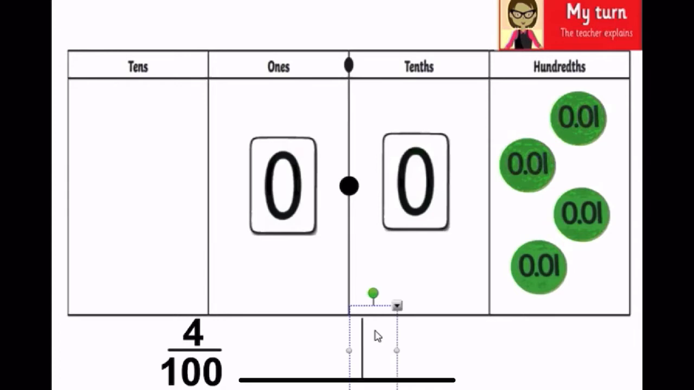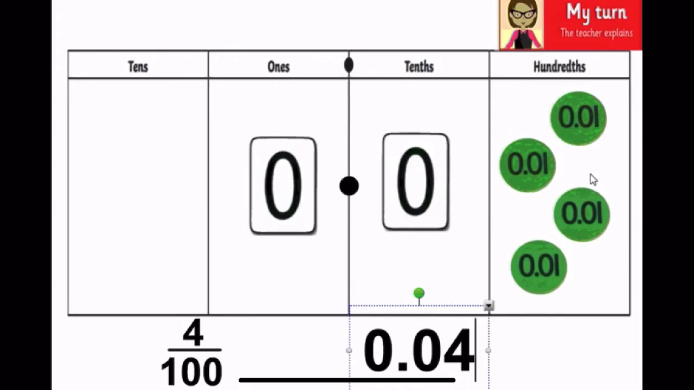So I'm going to write a 0 to show I have no ones. I'm going to write my decimal point, which separates my whole numbers from my fractions. I'm going to write a 0 to show I haven't got any tenths. And I'm going to write a 4 to show I've got 4 hundredths. Oh, that's better. That definitely looks like a decimal now. We've got our decimal point here. And so I'm going to think about now how we would say that decimal. So 4 hundredths as a fraction can also be written as 0.04, 4 hundredths.